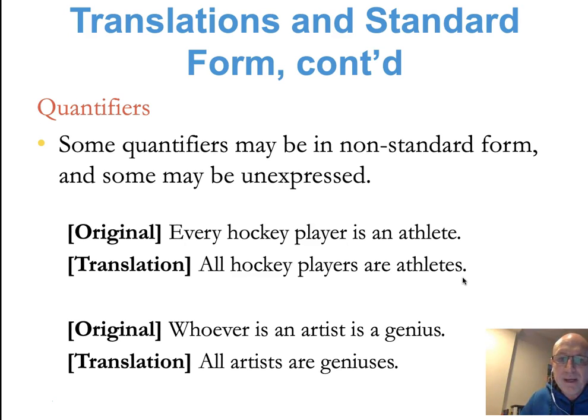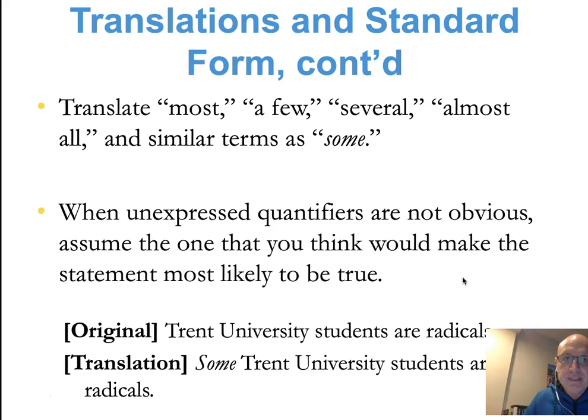And then again, this one, whoever is an artist is a genius. Again, this is a universal affirmative stating that anyone who's an artist is a genius. How do we translate most, a few, several, almost all, and similar terms? We translate them as particular affirmatives or I statements, some. So when unexpressed quantifiers are not obvious, assume the one that you think would make the statement most likely to be true. Trent University students are radicals.